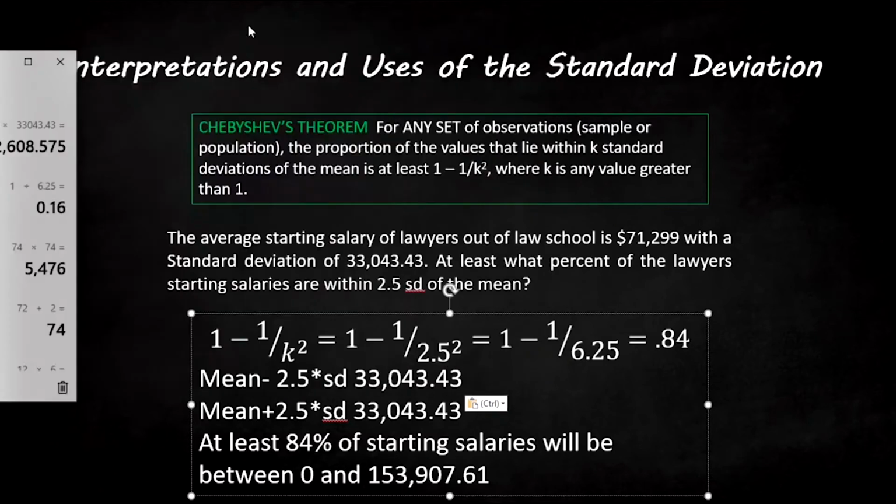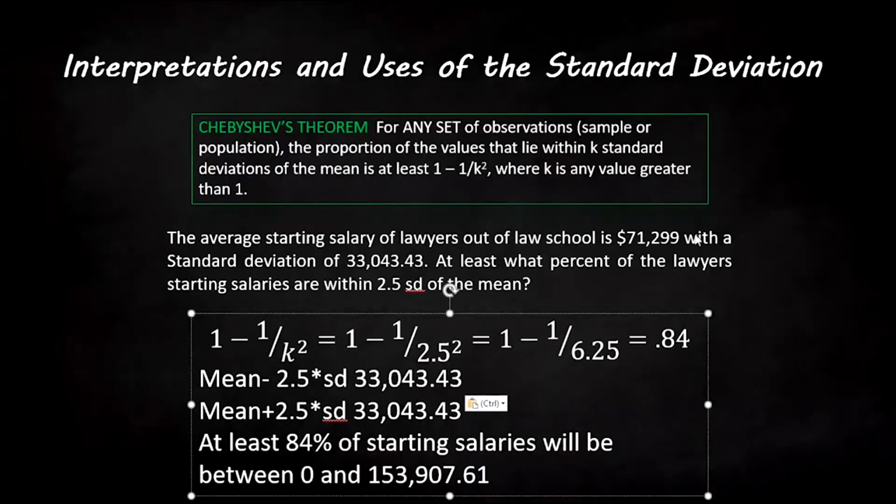So what's the mean? The mean is 71,299. So what I did is I did 71,299 minus that 82,000, which equals 0. And the reason why is because you can't have a negative. We can't have a salary that's a negative. And then the mean of 71,299 plus the 2.5 multiplied by this equals $153,907.61.